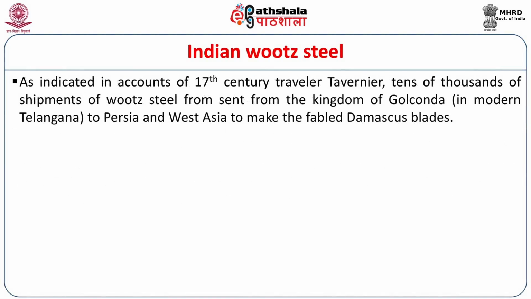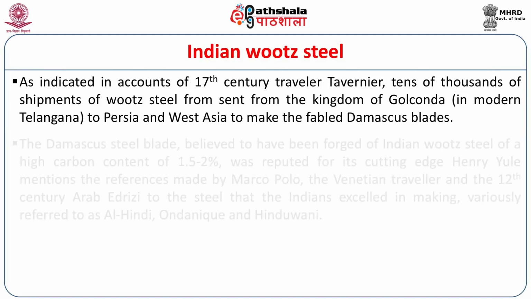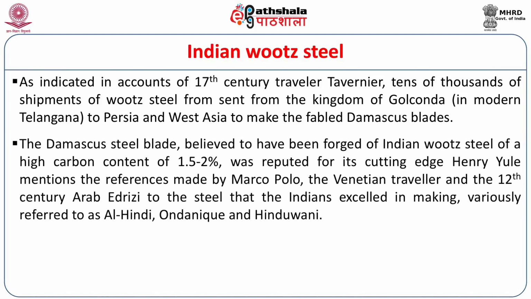As indicated in the accounts of the 17th century traveller Tavernier, tens of thousands of shipments of wood steel were sent from the kingdom of Golconda in modern Telangana to Persia and West Asia to make the fabled Damascus blades. The Damascus steel blade, believed to have been forged of Indian wood steel of a high carbon content of 1.5 to 2%, was reputed for its cutting edge.